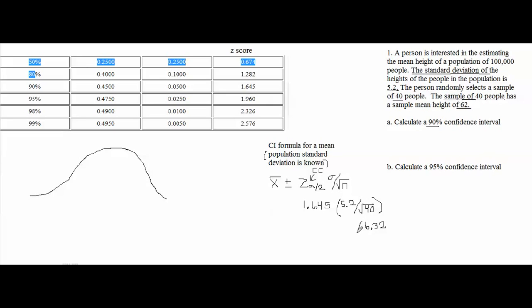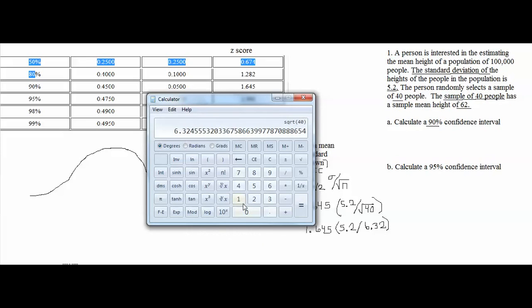So we need to divide 5.2 by 6.32. That'll be our next step. The first step was the square root. The next step is dividing inside the parentheses. So let's divide right now. What's 5.2 divided by 6.32? It's, well, it's about 0.82.